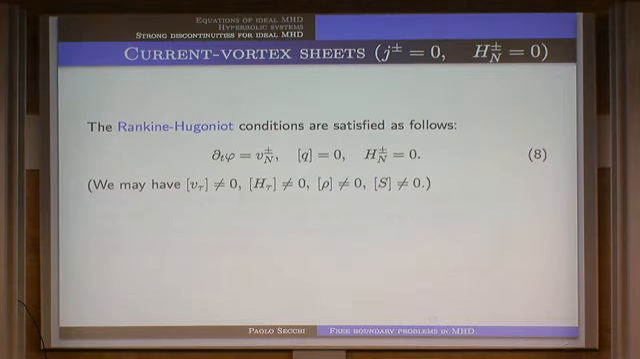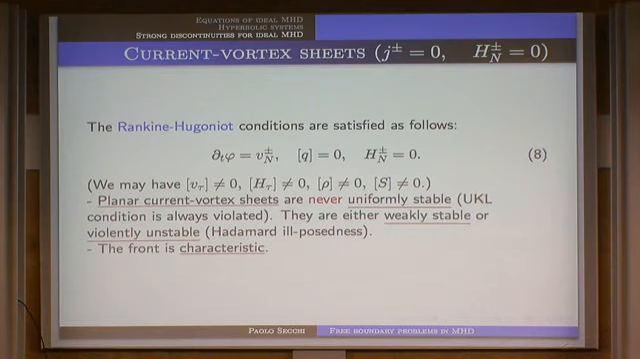Okay, and current vortex sheets. The Rankine-Hugoniot conditions are satisfied this way. So the velocity of the front is the normal component of the velocity. The total pressure is continuous. Hn is 0. Okay, we may have a jump in the tangential velocity, which gives a concentration of vorticity along the front. We can have a jump of the tangential component of H, which gives a current concentration on the front, and also possibly jumps in density and entropy.